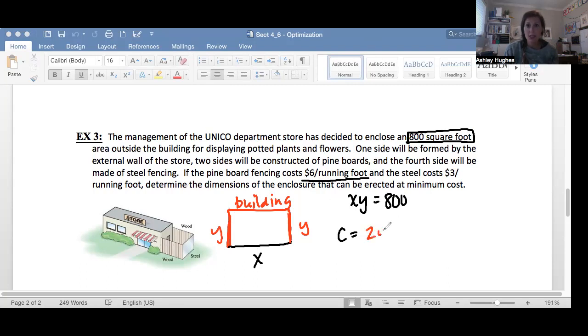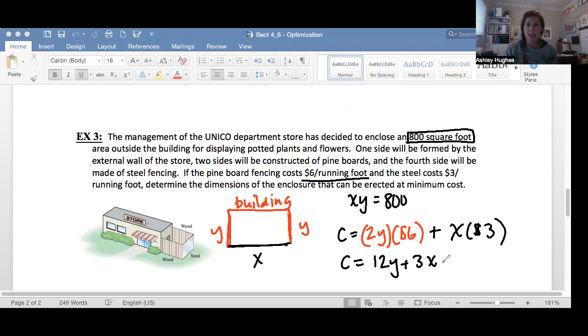And then you're going to be multiplying that times the $6 per foot. Plus, you had just 1X, you're going to multiply that by the $3 per foot. So if I wanted to simplify to have one cost function, I have 6 times 2, so that's 12Y plus 3X. And I am trying to optimize this one.